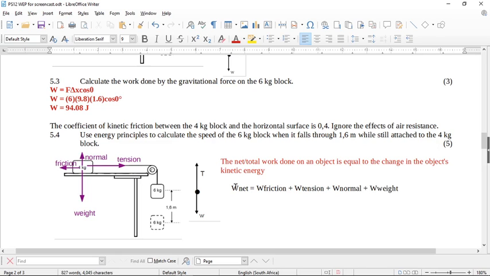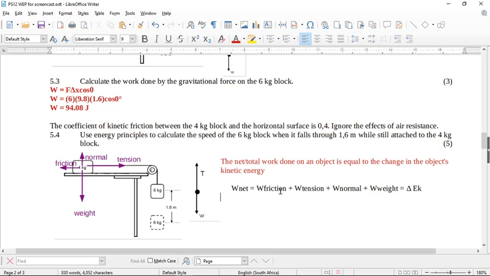These are all the things that are doing work, because we can consider that the tension is this one over here for the 6 kilo block. The tension's working on both blocks, and this is going to be equal to the change in the object's kinetic energy, which is delta EK, the kinetic energy final minus the kinetic energy initial.